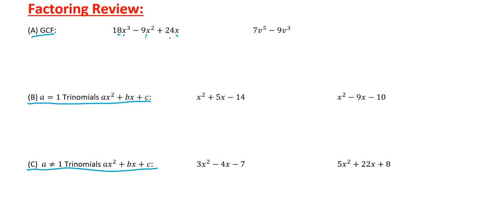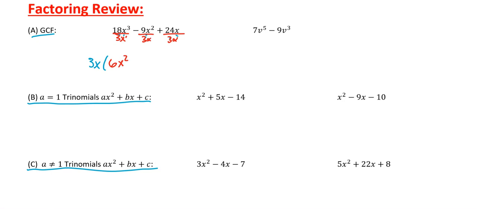So once we've established that we have a GCF, that goes on the outside. We put our parentheses, and then we divide each one of these terms by that 3x. And what's left is what goes in the parentheses. So 18x cubed divided by 3x squared is going to give us 6. Remember, when we divide, we subtract the exponents, so that'll be x squared.